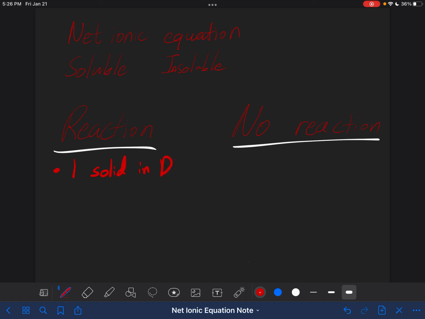Okay, we talked about the net ionic equation. And we talked about the soluble and insoluble. We talked about which one makes a reaction and which one does not. Okay, non-reaction, or I should say no reaction to be more exact. Okay, so here's the key point that you should know between these two. Reaction occurs when there is one solid in double replacement, while no reaction is that everything gets crossed out.